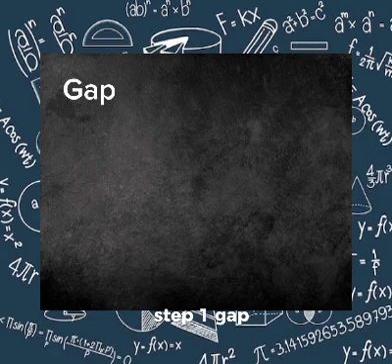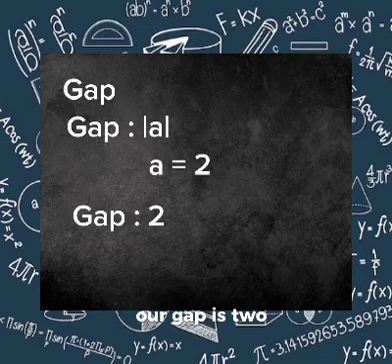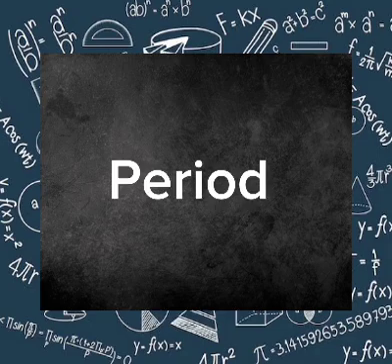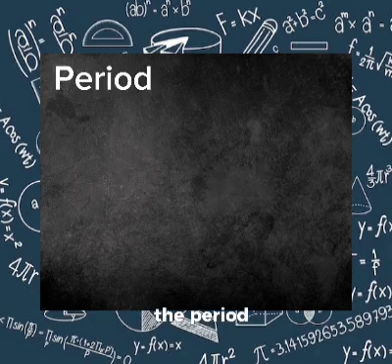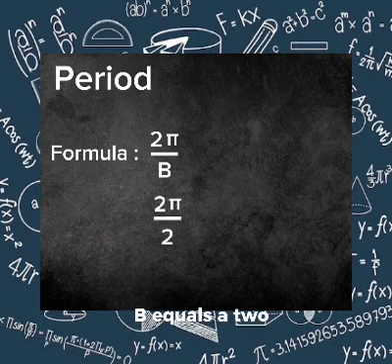Step 1. Gap. To find the gap, its formula is always the absolute value of A, which in our example is 2, so our gap is 2. Step 2. Period. Next, let's find the period. The formula for the period of a cosecant function is 2 pi over b. So here, b equals 2, so the period is 2 pi over 2, which equals pi.